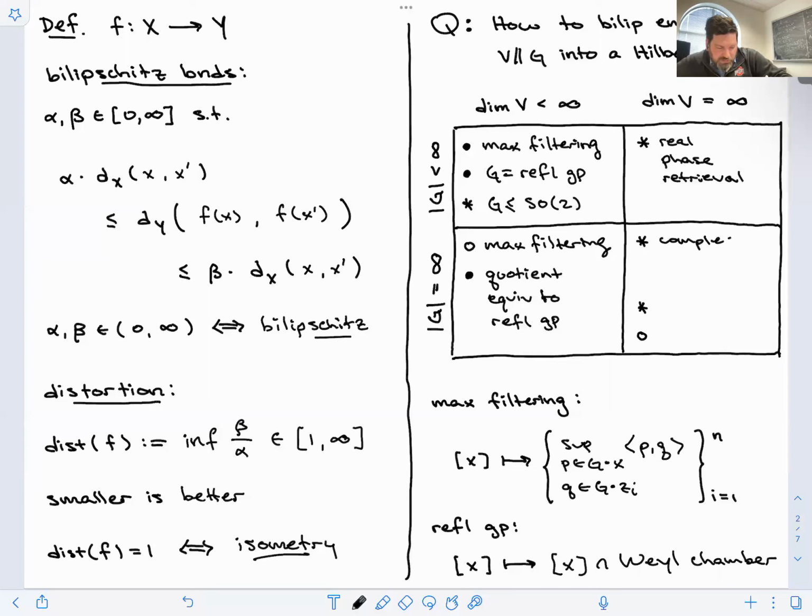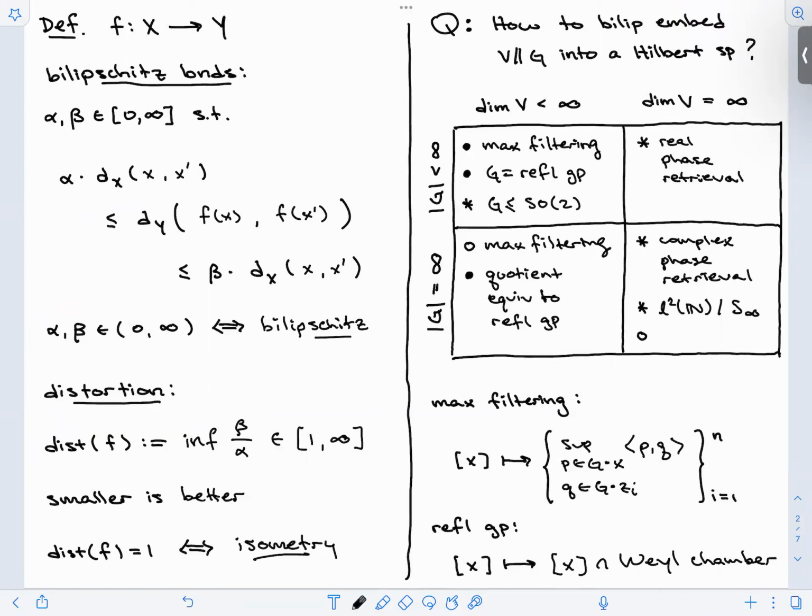We're also able to do complex phase retrieval. We can treat little l2 of the naturals modulo all permutations of those naturals. Okay. This is a really weird case to think about, and we're going to get to it at the end of today's talk. Dustin, can you characterize what you mean by permutation? Are you only moving finitely many points? No, arbitrarily many. Okay, thanks. You got it.